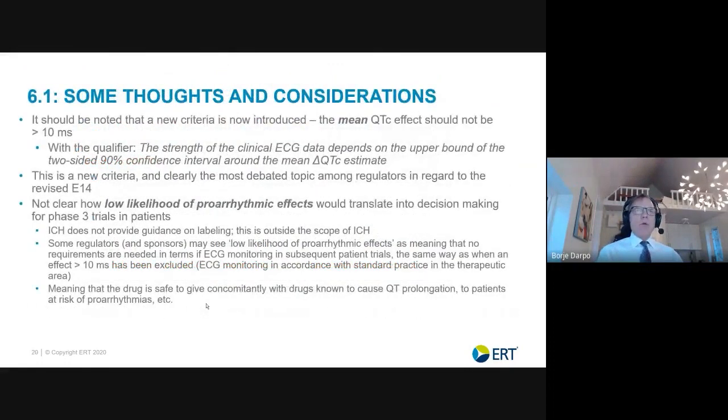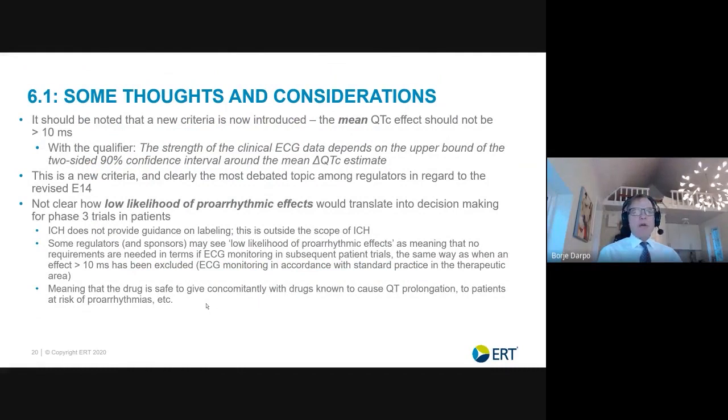It should be noted that the novel criterion is looking at the mean QTc effect that should not be more than 10 milliseconds. It comes with a certain qualifier. It says that the strength of the clinical ECG data depends on the upper bound of the two-sided 90% confidence interval. This is a new criterion. It is clearly, as I said, the most debated topic among regulators in this group. This would then enable the sponsor to claim that the drug has a low likelihood of proarrhythmic effects. And this would then translate, but it's unclear how this would translate into decision-making in terms of pivotal trials.